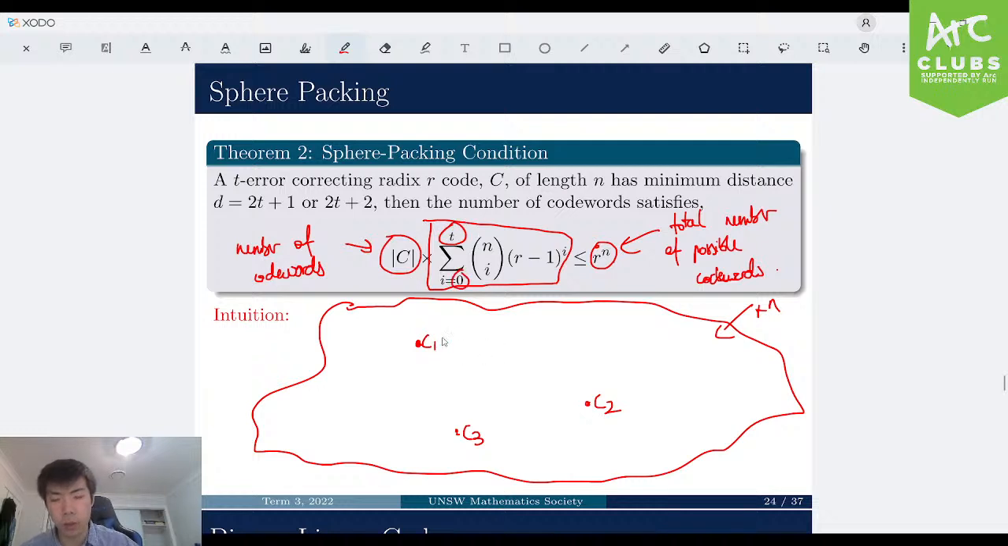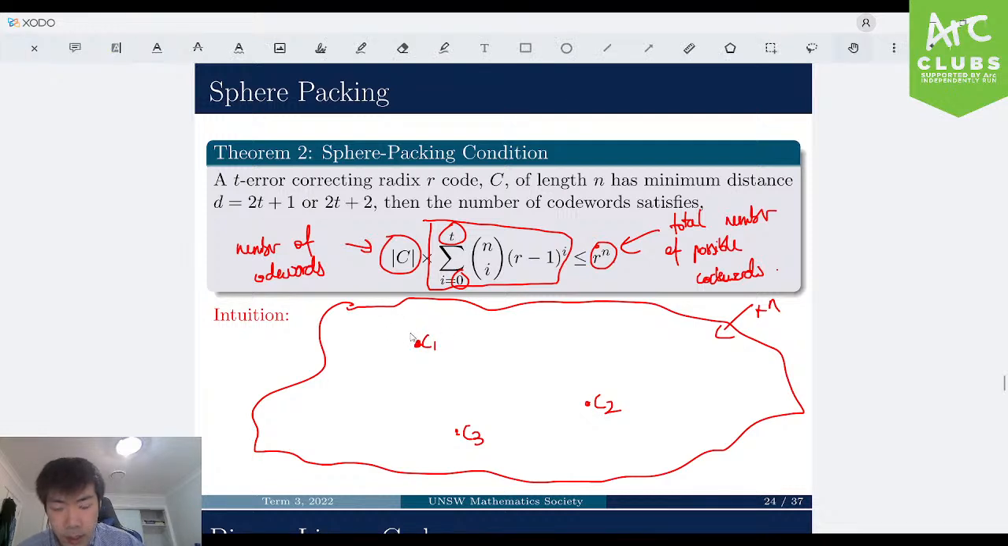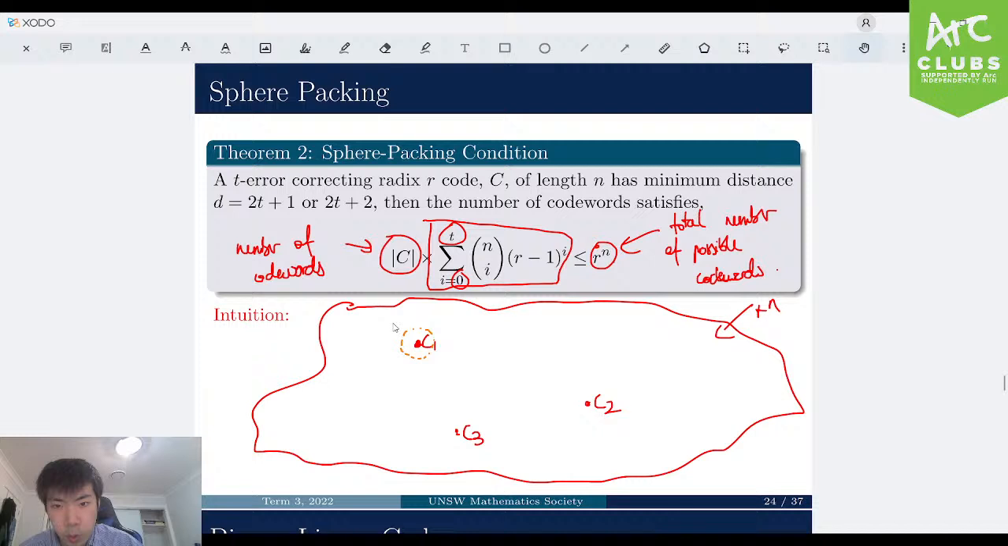If there's 0 errors, then it will be exactly C1. If there's one error, then perhaps we're willing to correct up to this vicinity around C1. If there's 2 errors, then we're willing to correct up to this vicinity around C1, and so on. And ultimately, we're happy to correct up to a vicinity of t errors around C1, right? Okay, and that's the logic so far.